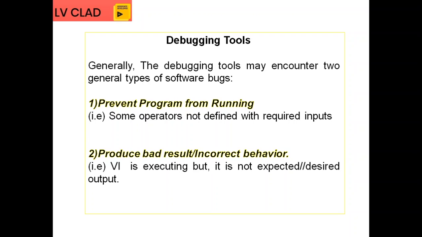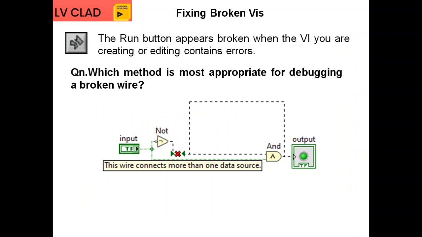And the second case is one that produces a bad result or incorrect behavior. The VI is executing, but it is not the expected or desired one. So these are very important from the point of view of debugging a particular VI coding. Okay, and today's topic is going to cover how the debugging tools are very essential in the point of CLAD preparation.